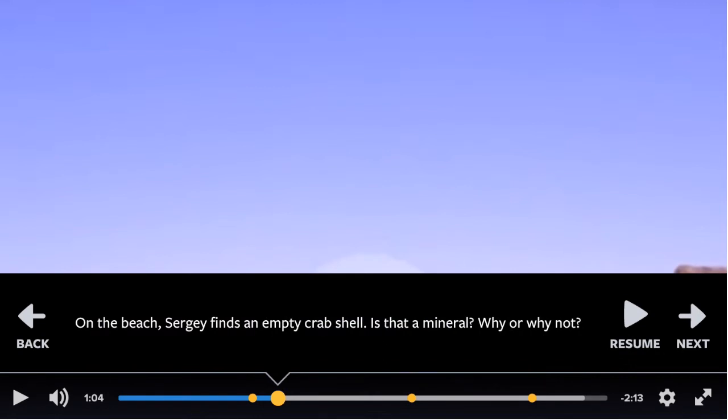So our second question: on the beach, Sergey finds an empty crab shell. Is that a mineral? Why or why not? An empty crab shell. What do you think? An empty crab shell can't be a mineral because a crab was once alive, and we know minerals are inorganic. They are not alive. But our empty crab shell has minerals. Minerals could be the building blocks, but is the whole thing a mineral? No. Nice job, fourth grade.